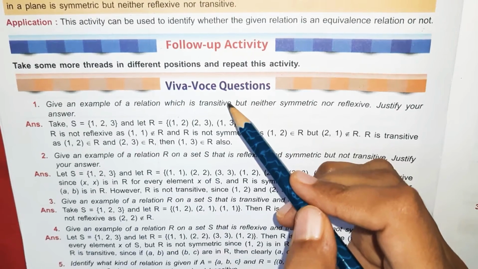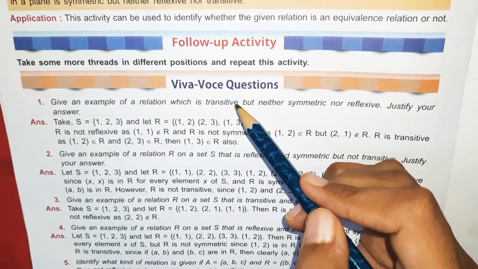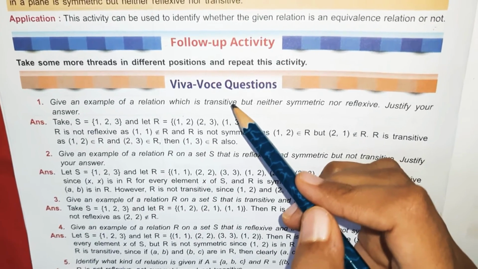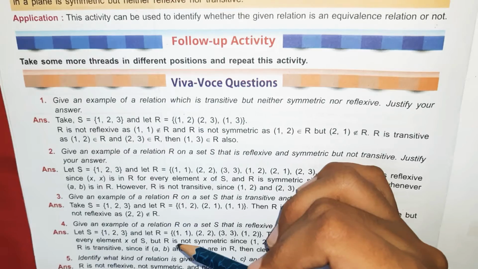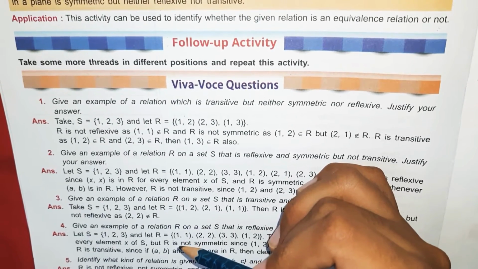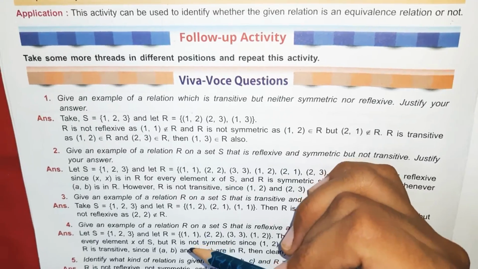These questions are important from the paper point of view whenever we'll have the practical part. So you can use these viva voce questions for that. Basically, you need to revise the concept of equivalence relation. It will cover everything. Now, come to activity 2.